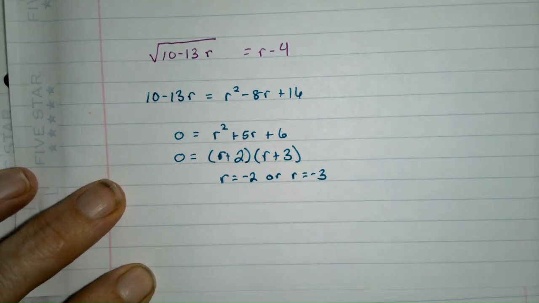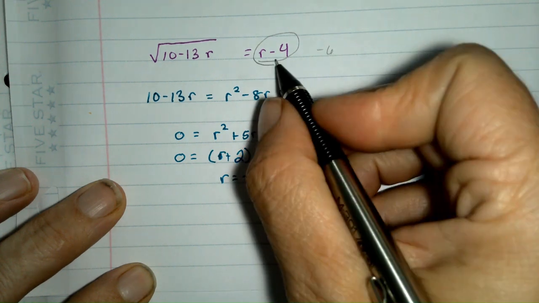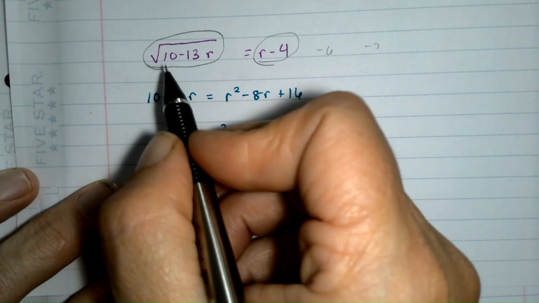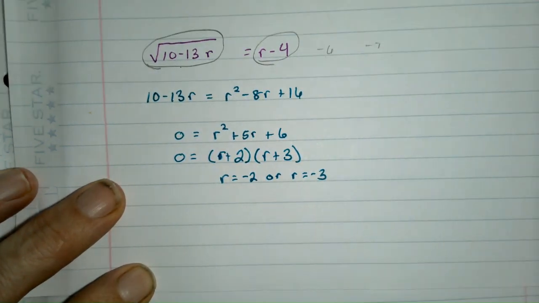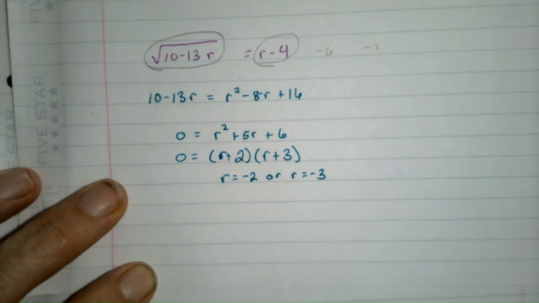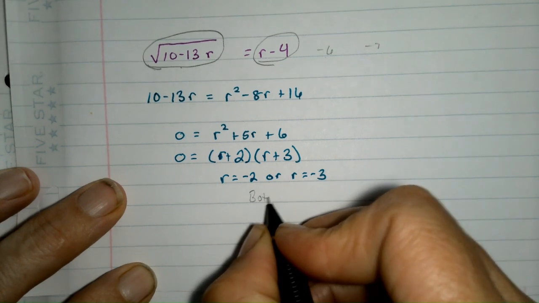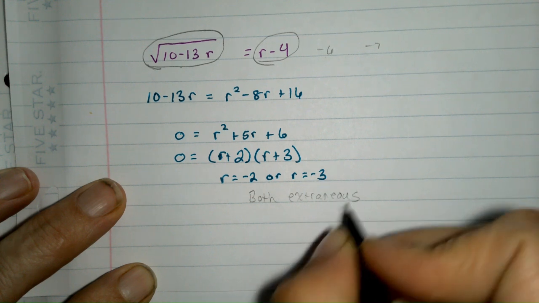Now I noticed something right off. If r is -2, this side will be -6. If r is -3, this side will be -7. But this side over here is positive. Will a positive ever equal a negative? No, and you can finish testing them. It's just something I noticed because I've been doing math for a long time. They're both extraneous. There is no solution.